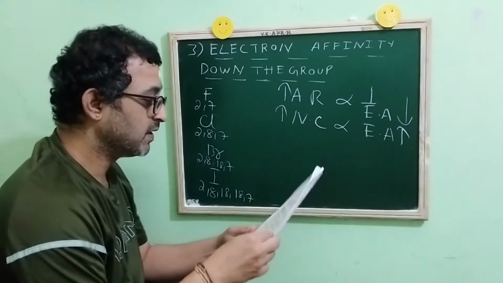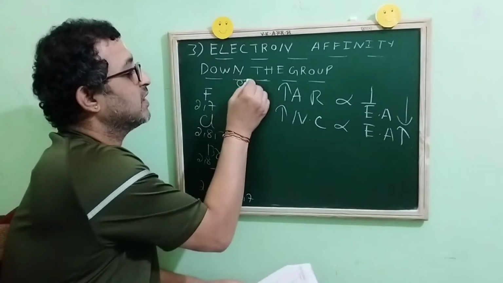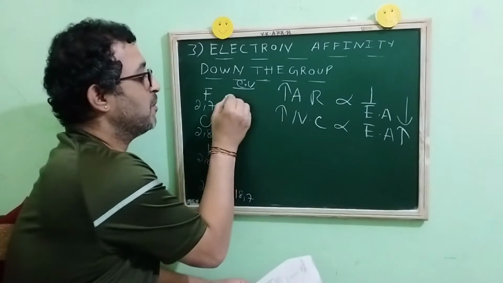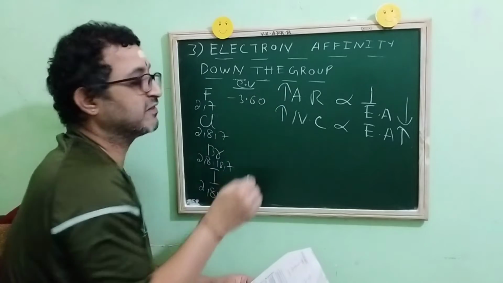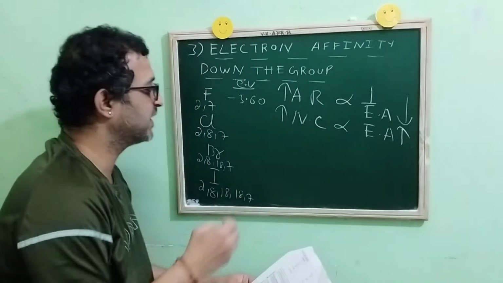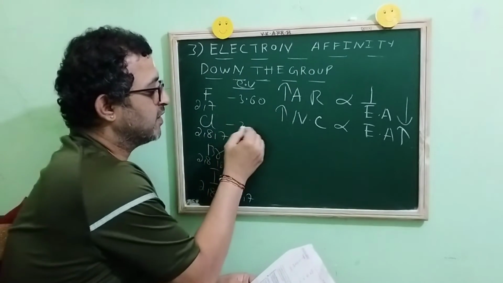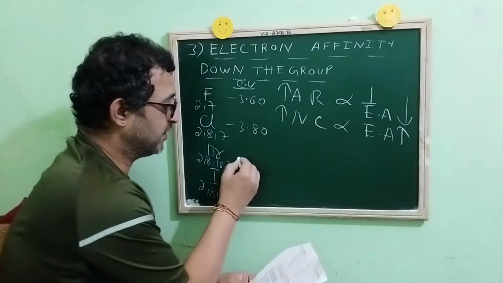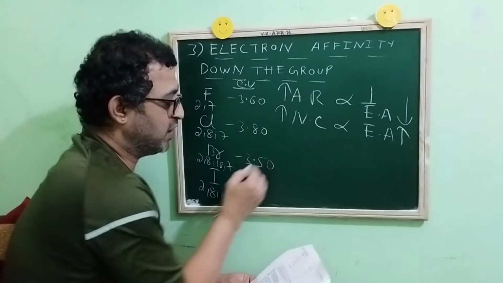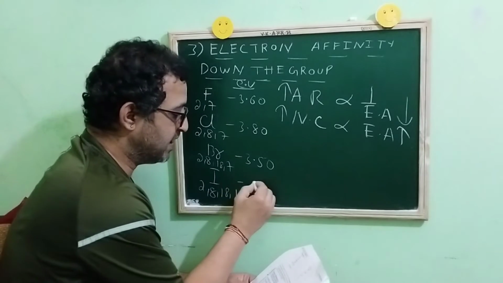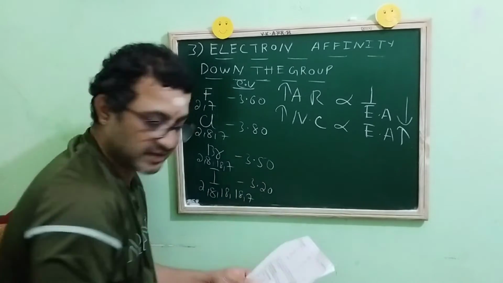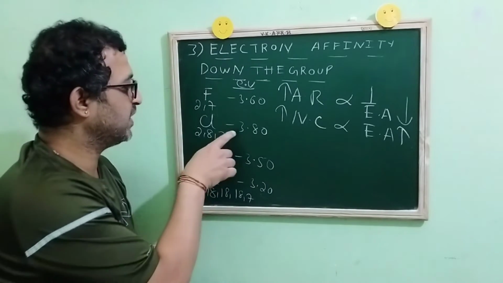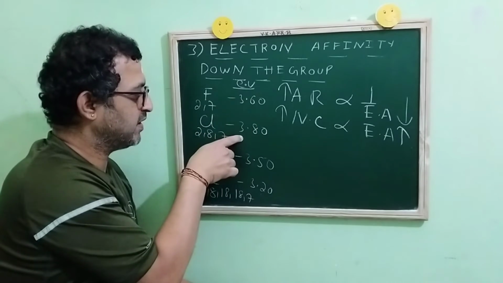Now children, electron affinity of fluorine, in electron volts, is minus 3.60. More negative means more energy is liberated. Chlorine is minus 3.80. Bromine is minus 3.50. Then iodine is minus 3.20. Huh, children? Oh, maybe I think this should come here and this should come here, right?